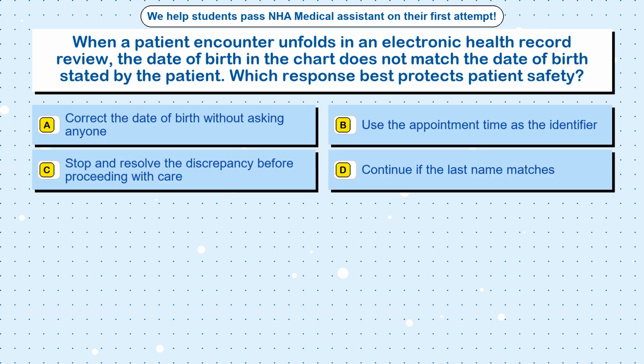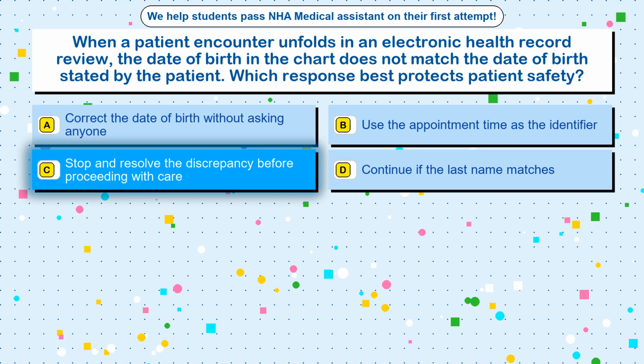Question 98. When a patient encounter unfolds in an electronic health record review, the date of birth in the chart does not match the date of birth stated by the patient. Which response best protects patient safety? Option A. Correct the date of birth without asking anyone. Option B. Use the appointment time as the identifier. Option C. Stop and resolve the discrepancy before proceeding with care. Option D. Continue if the last name matches.